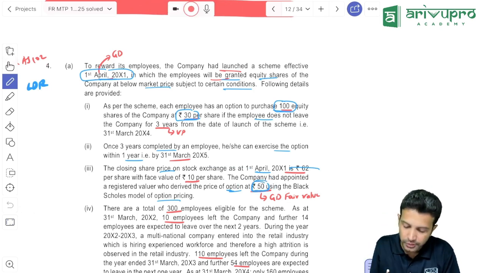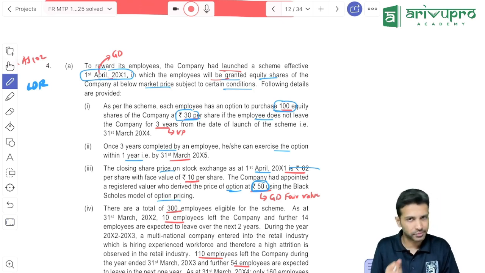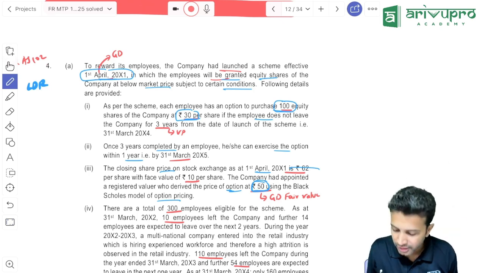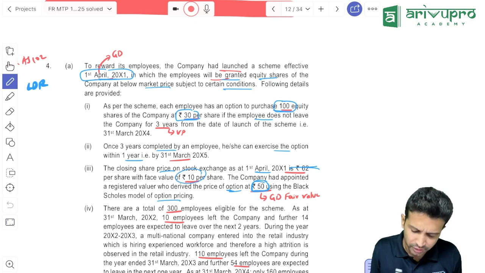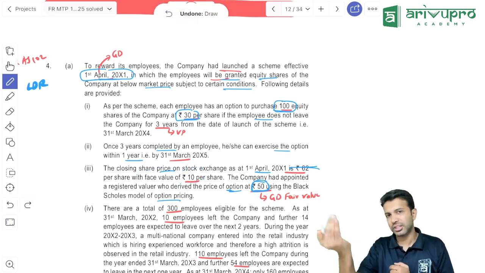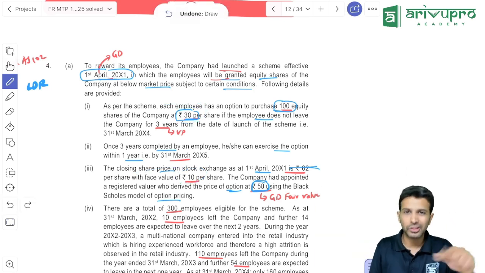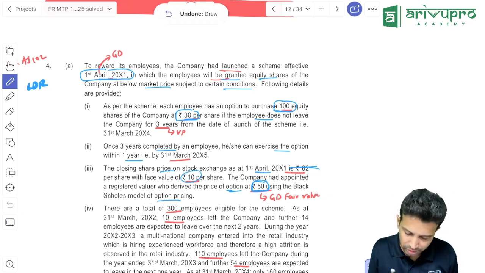So we will take this 50. This is the loss per option the company is suffering. We will use this for our accounting purpose. This 62 and all is irrelevant. Face value is relevant because the shares employees are buying at 30. So there is a premium element involved over here. So that becomes relevant here.